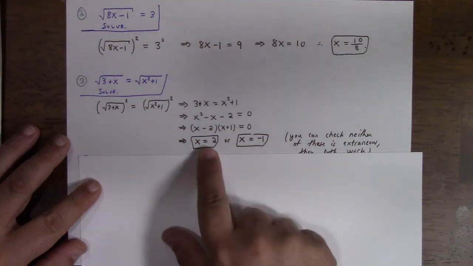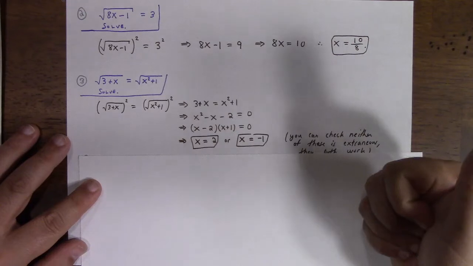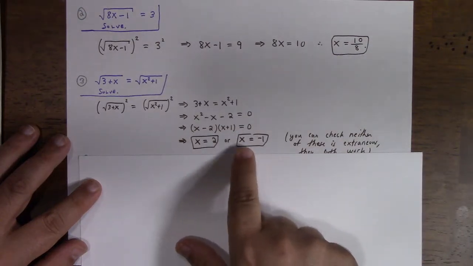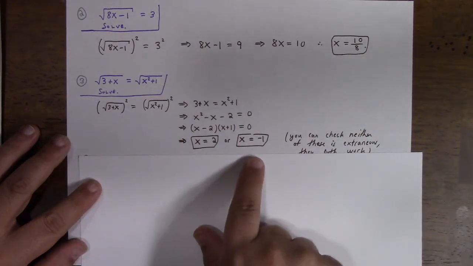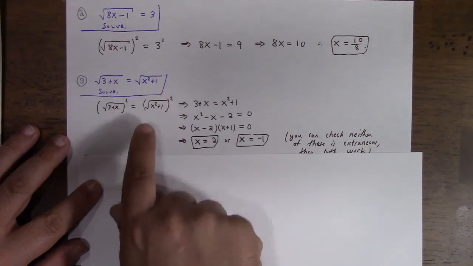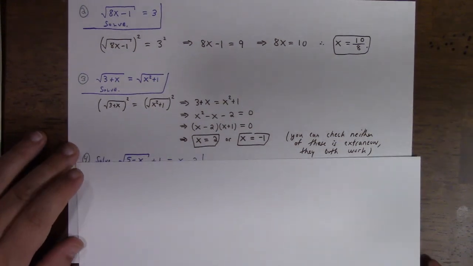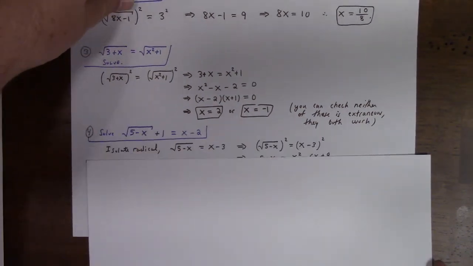Let's see here, the 2 gives us the square root of 5 equals the square root of 5. And plug in minus 1, we get square root of 2 equals the square root of minus 1 squared plus 1, which is the square root of 2. So square root of 2 equals square root of 2. Hooray. So as I said, neither of these are extraneous. They both work.